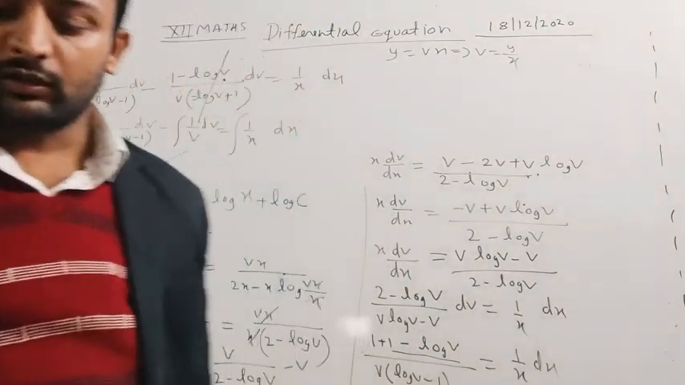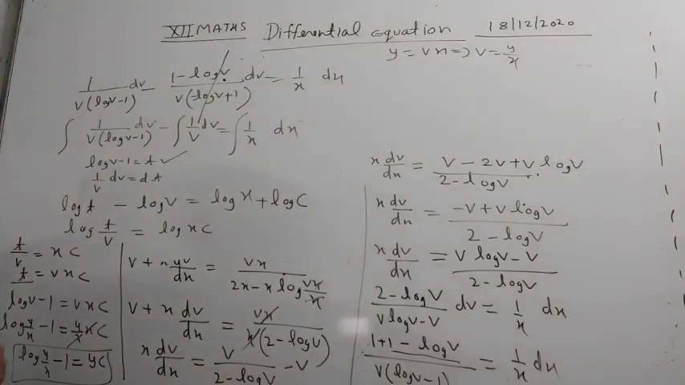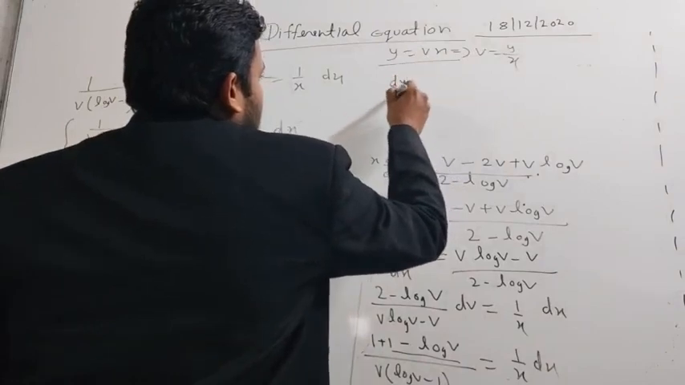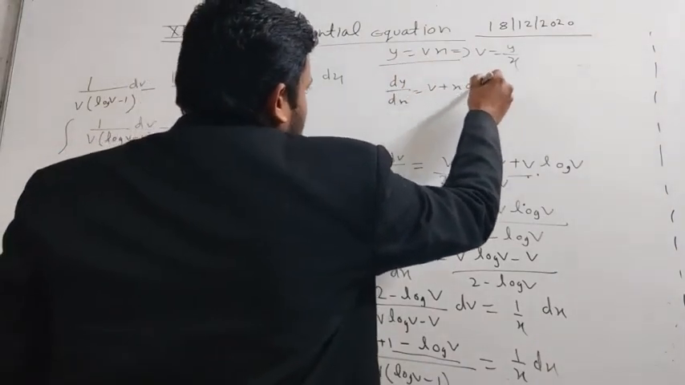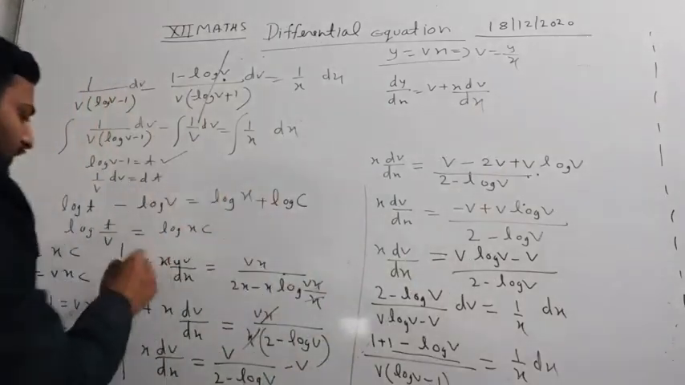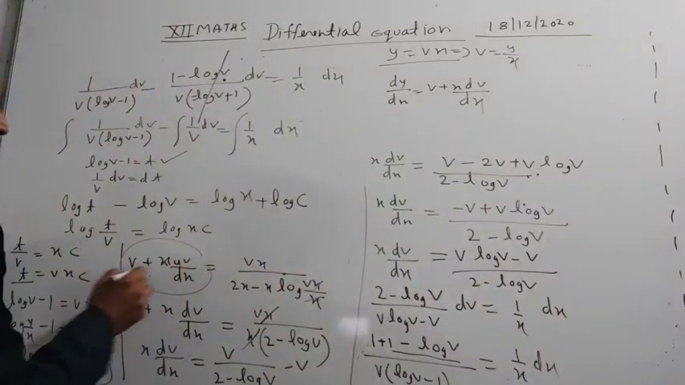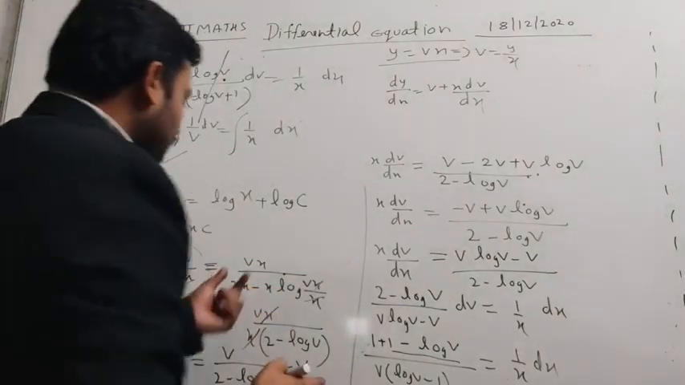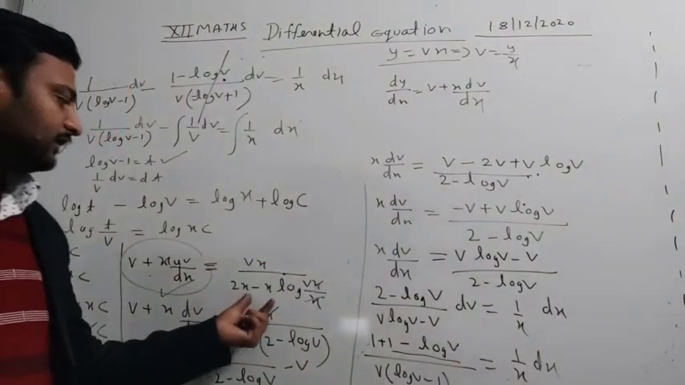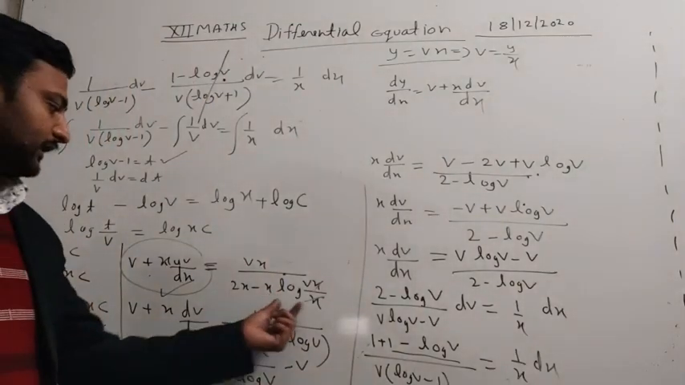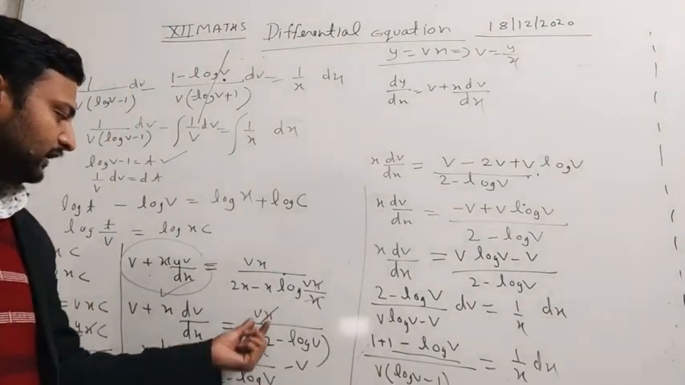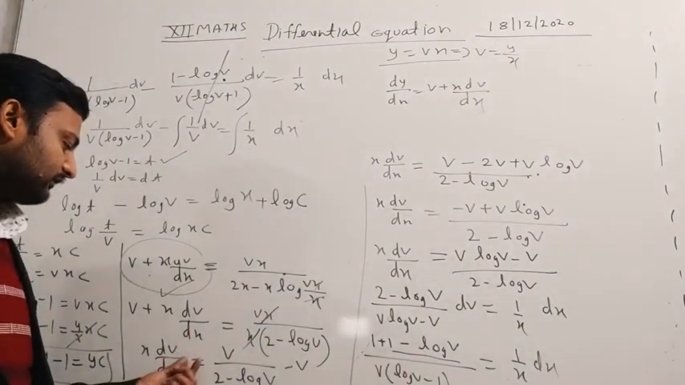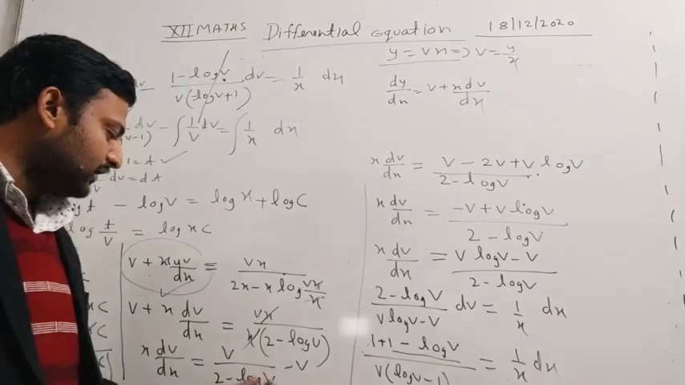Okay, so for solving the homogeneous differential equation, we take y is equal to vx and differentiate this. dy by dx is v plus x dv by dx, and we replace dy by dx by v plus x dv by dx, which is equal to, we have put y is equal to vx, and taking x common in the denominator, x will reduce, so the remaining term is x dv by dx, which is equal to v by 2 minus log v.